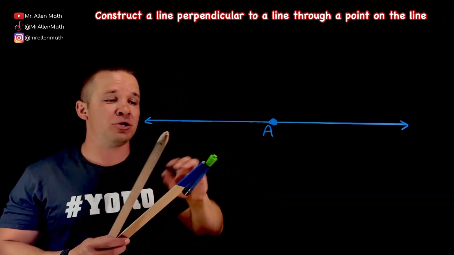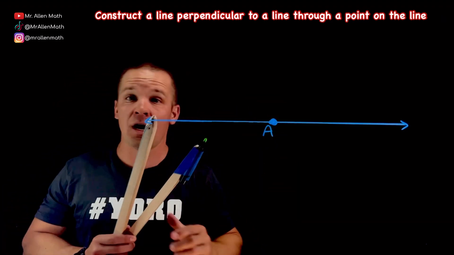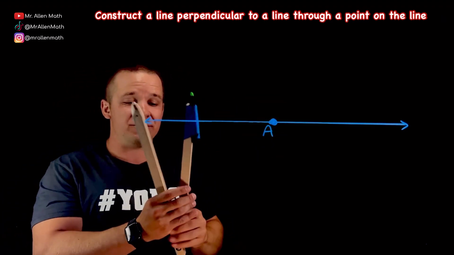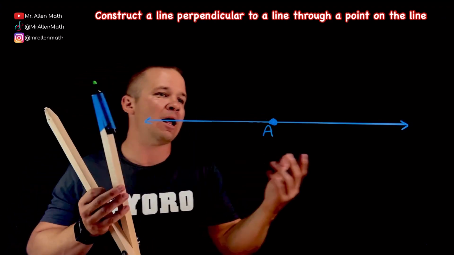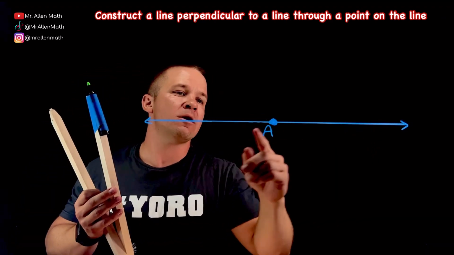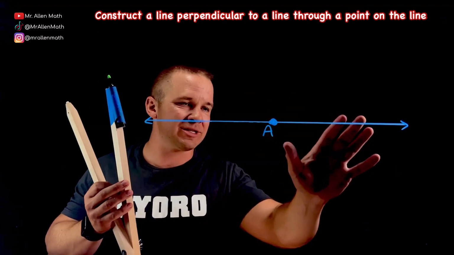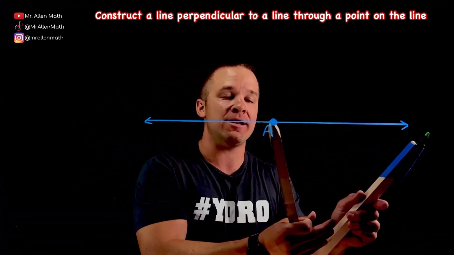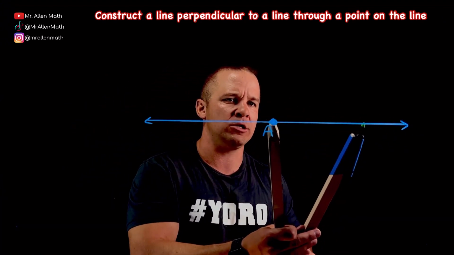So the first thing I'm going to do here is take my compass, uncap it, and set it to really whatever size I want. I want it to fit on this line, though, okay? So wherever it's drawn, whatever its length might be, make sure you don't exceed that. So I'm going to come in here. That looks pretty good right there.